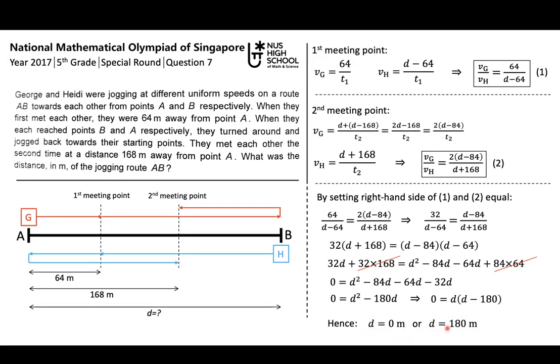But the distance cannot be 0 meters because we already know the distance from A to the second meeting point is 168 meters. So it has to be at least bigger than this number. So the first answer we can just ignore, and we are only left with d equals 180 meters.